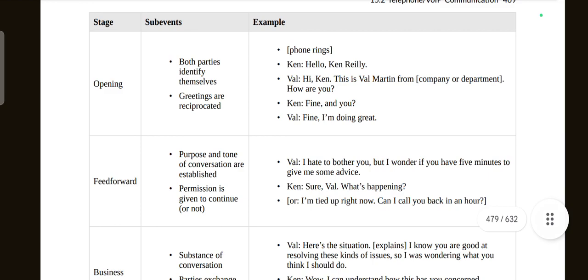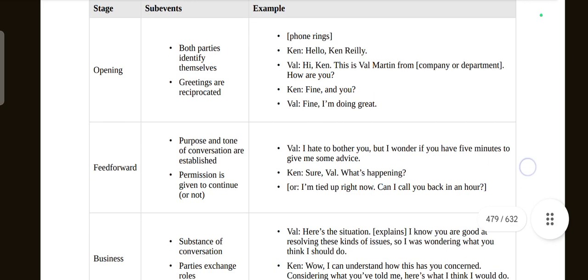and Val responded, "Hi Ken, this is Val Martin from any company or department." So Val asked Ken, "How are you, Ken?" Then Ken replied, "Fine, and you?" Then Val replied, "Fine, I'm doing great."